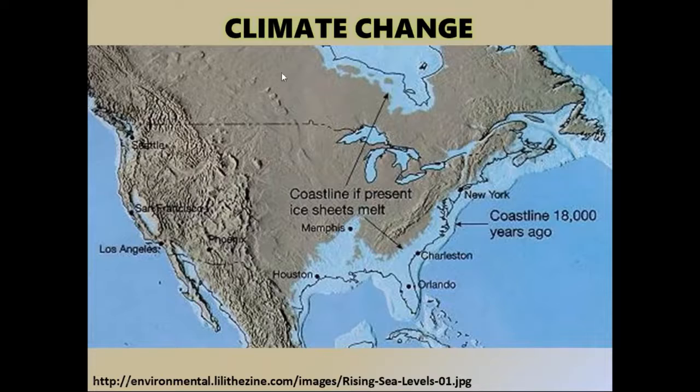And on the other side of the coin, if we were to melt all of the ice and snow on Earth presently, sea levels would rise to the point where a lot of the North American continent would be covered with water, and that's outlined here. But again, this isn't a one-off.